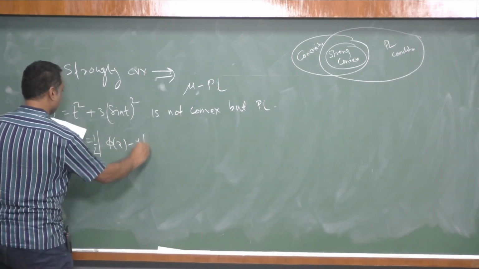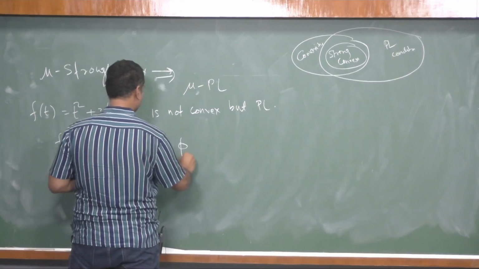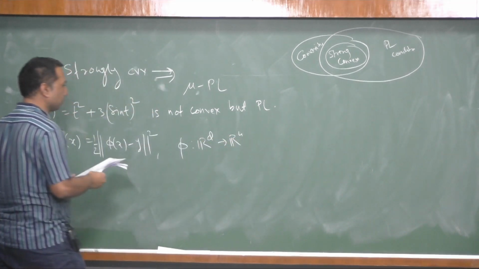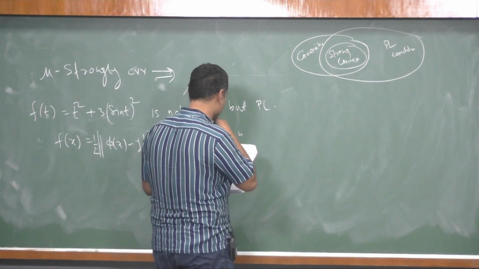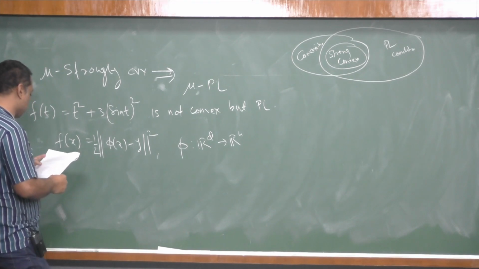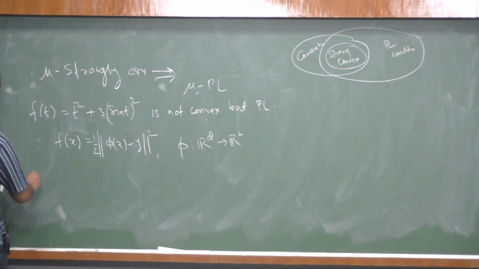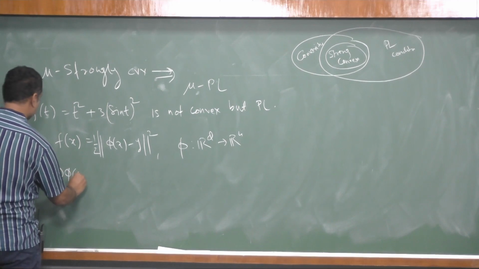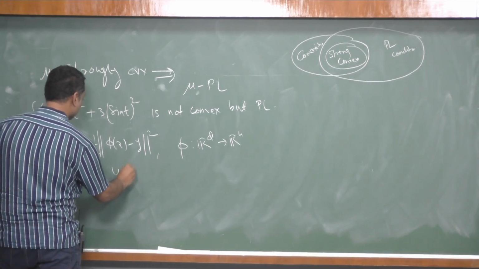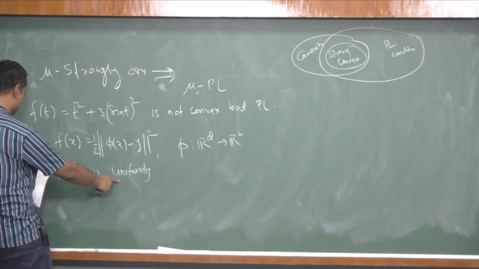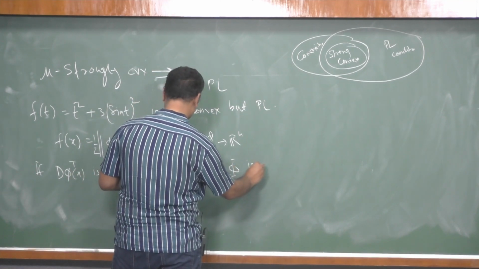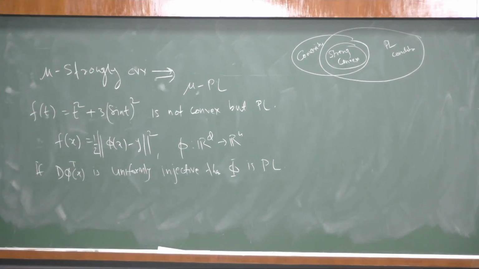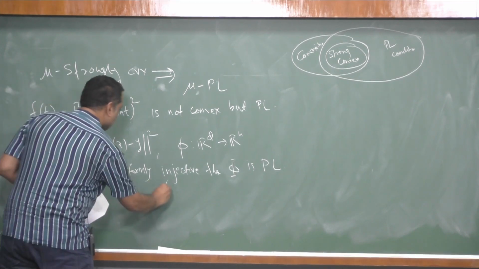And then we have also seen that if we have f(x) defined to be an L2 loss, which is norm of phi(x) minus y squared, and phi goes from R^d to R^n, what could be the PL condition in this case? Okay, and we characterized that the PL condition would mean that lambda min of d phi transpose is greater than or equal to mu. So what we have said is that if d phi transpose of x is uniformly injective, then f is PL.